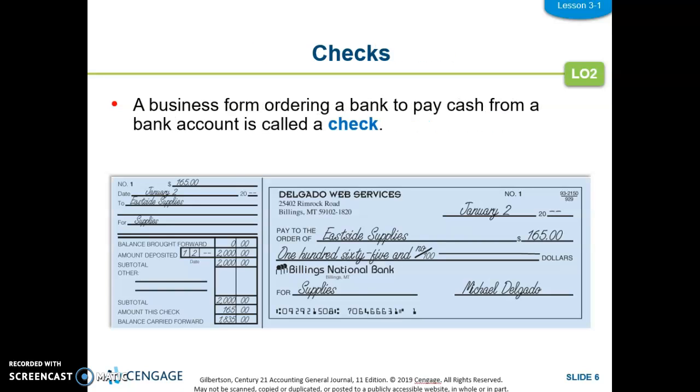The first type of source document we'll have is a check. A business form ordering a bank to pay cash from a bank account is called a check. This is going to be the source document for all cash payments. They are pre-numbered already, so this one is check number 1. When we journalize this transaction, we would abbreviate it as C1 for check 1.